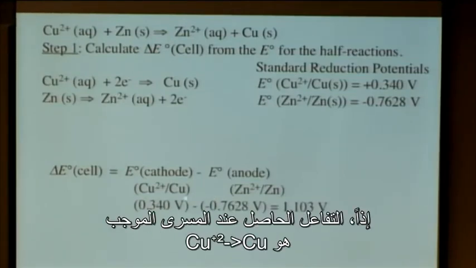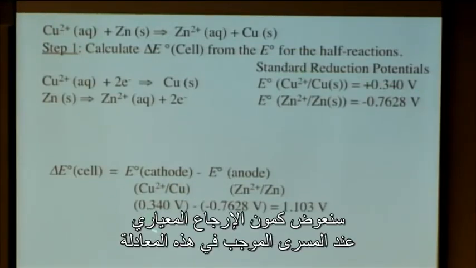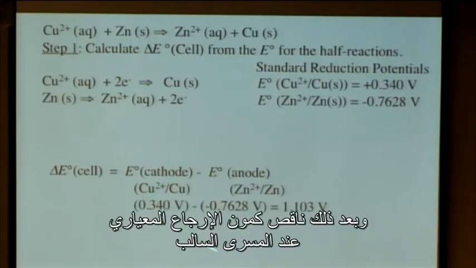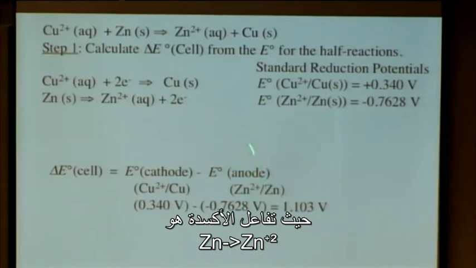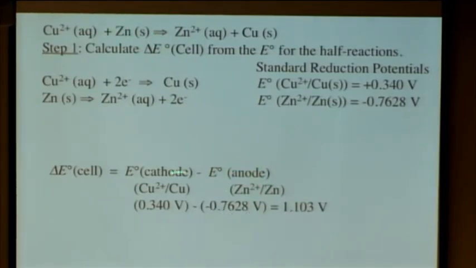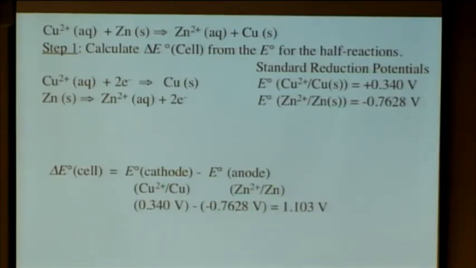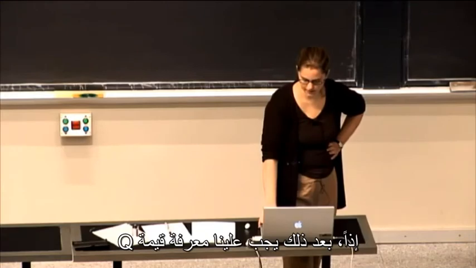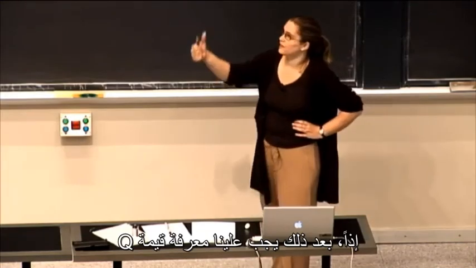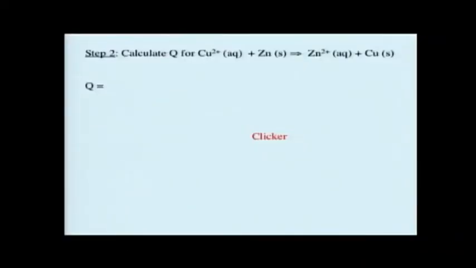So at the cathode, we're going from copper +2 to copper solid. We put in our standard reduction potential. Using the equation, we have a minus and then the standard reduction potential at the anode. So we have the oxidation from zinc solid to zinc +2, and we put in this value and calculate the number here. So then we have that. We also need to know Q. So why don't you tell me what Q is now?